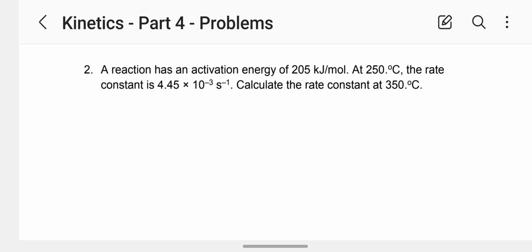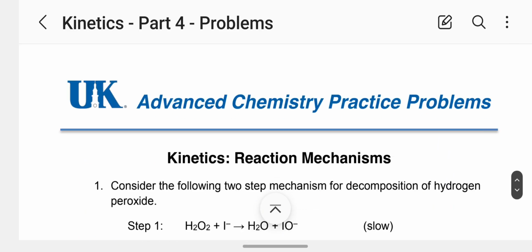Moving towards our next section, a reaction has an activation energy of 245 kJ per mole at a temperature of 250 degrees Celsius, and the rate constant is 4.45 times 10 to the power minus 3 per second. Calculate the rate constant at 350 degrees Celsius.